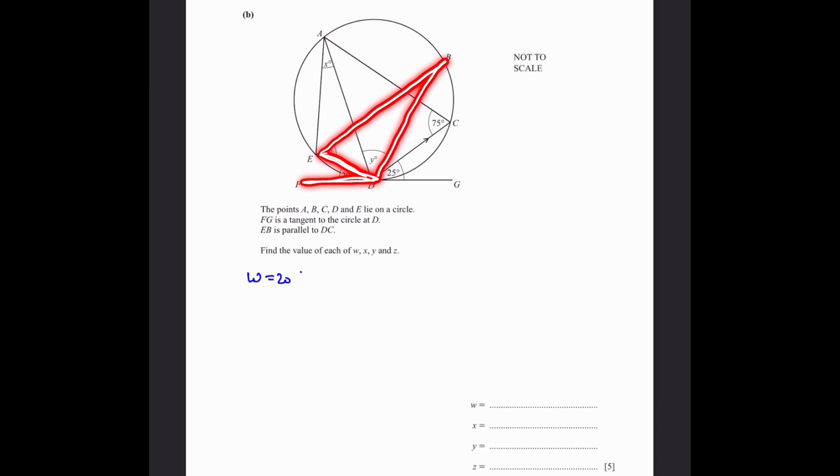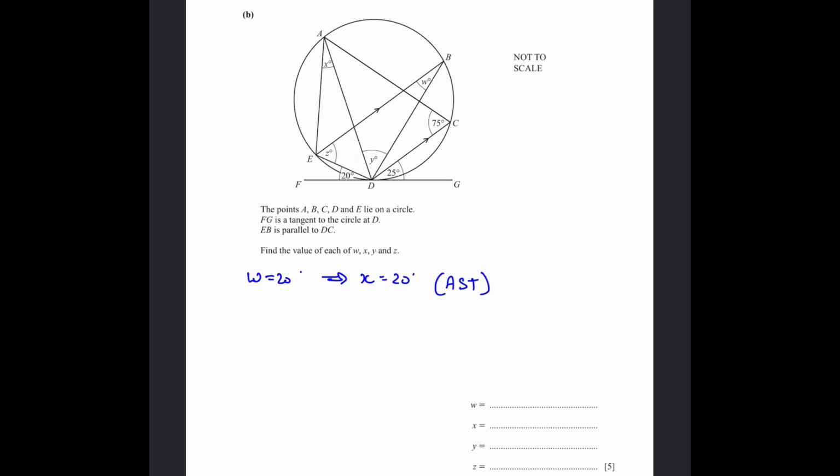which means we have a chord, right? So any angles subtended by this chord are also the same angle, 20 degrees. In this case, W. And of course, this X angle is also subtended by the same chord. So using the fact that angles subtended by the same chord are equal, this implies X is also equal to 20 degrees. Alternate segment theorem, I'll just write it as AST.